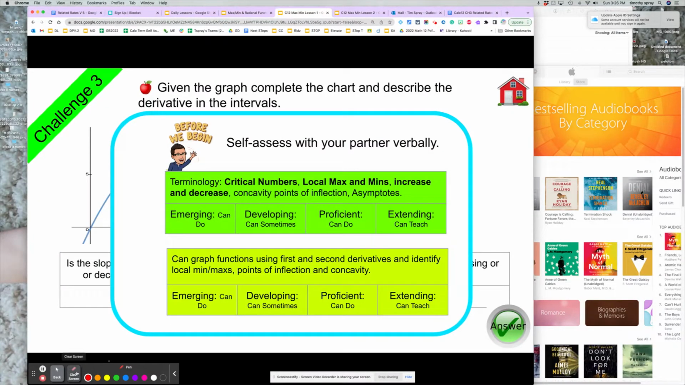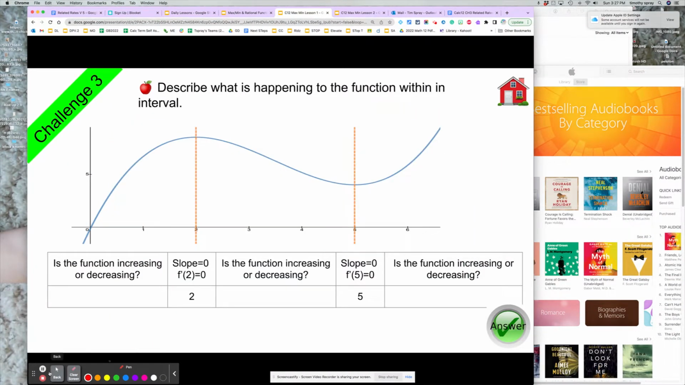Okay, so we'll start off with challenge 3, but first please do a self-assessment on your ability with the terminology, and also your ability to graph functions using the first and second derivatives. Okay, so we're going to pause here just for a sec, and we'll be right back. Please try these questions without me, and then I'll talk.